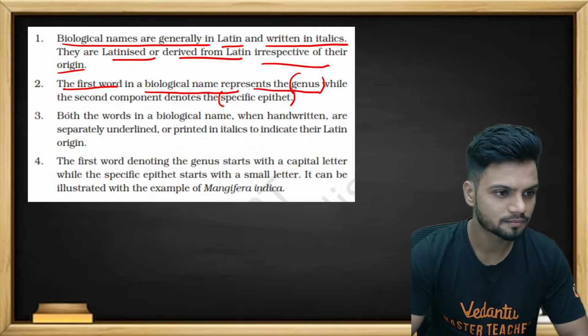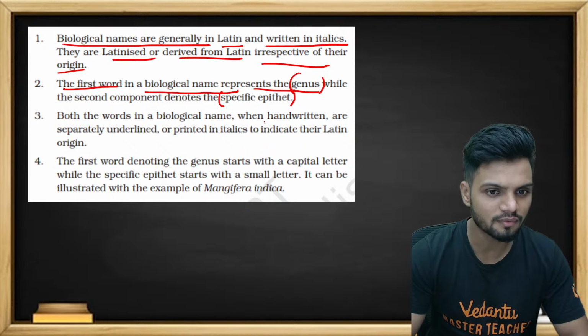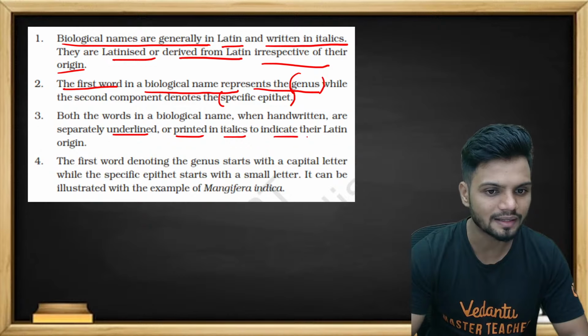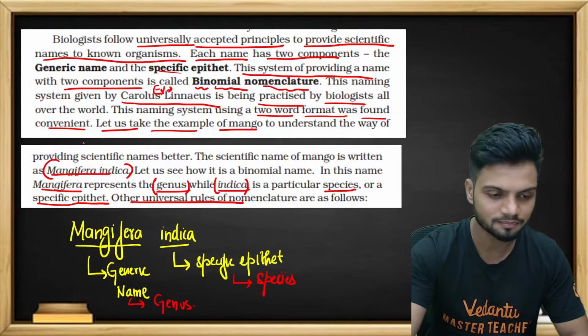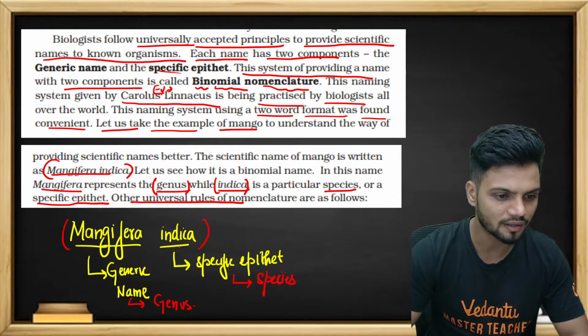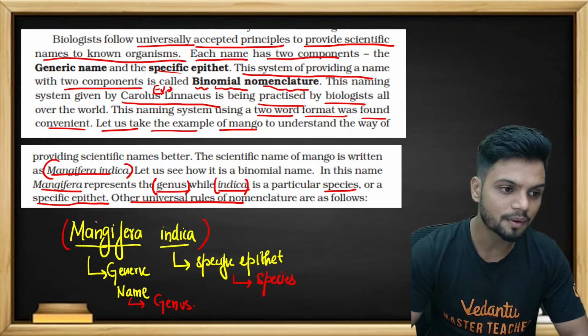Second one. Both words in a biological name, when written, are separately underlined or printed in italics to indicate their Latin origin. Do you see here? Here I underlined. Since I wrote it, I underlined it. If I am printing it, it should be in italics.